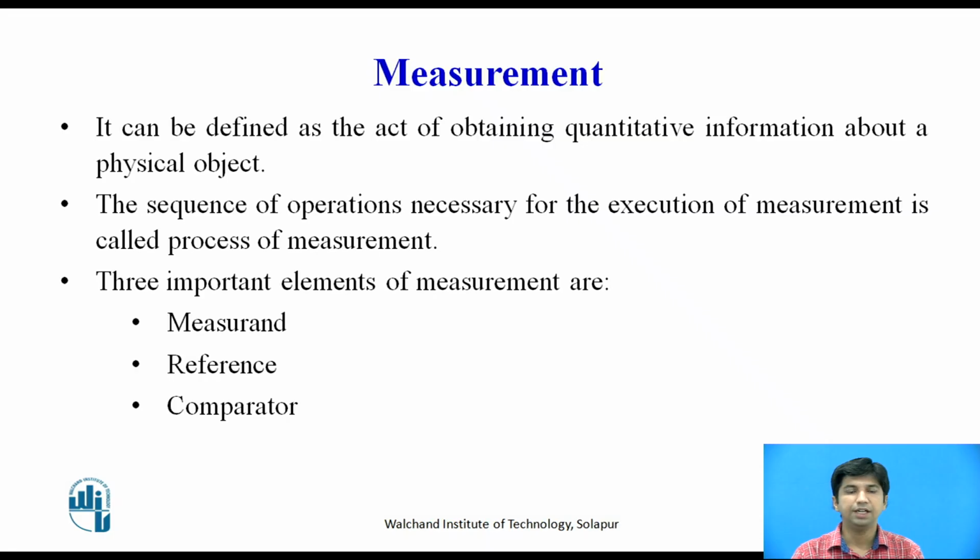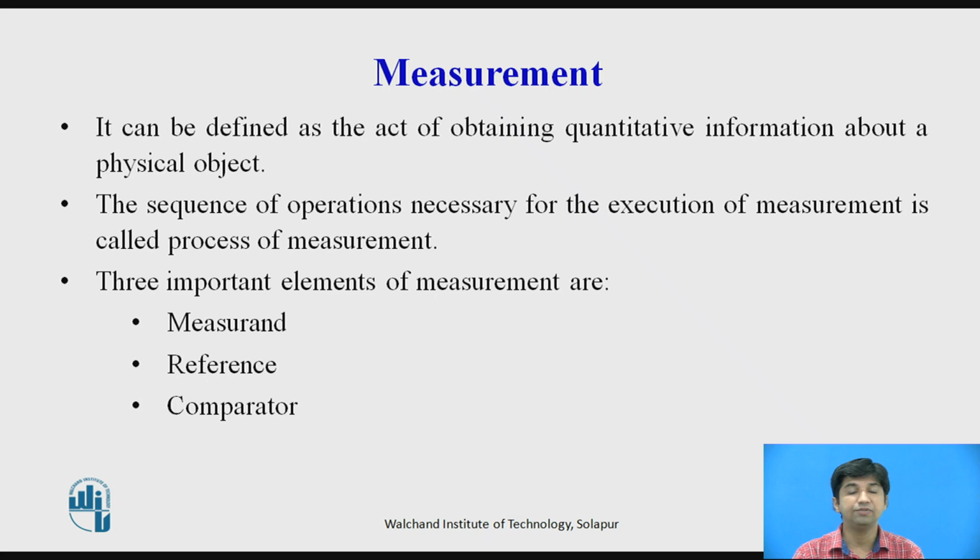Measurement. It can be defined as the act of obtaining quantitative information about a physical object. It can also be defined as the set of experimental operations carried out to determine the value of a quantity. Process of measurement. The sequence of operations necessary for the execution of measurement is called the process of measurement. There are three important elements of measurement. One is the measurand, second is the reference, third is the comparator.